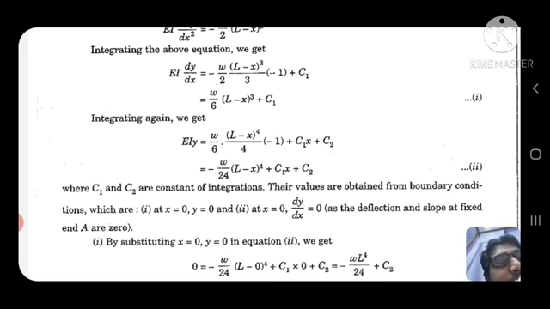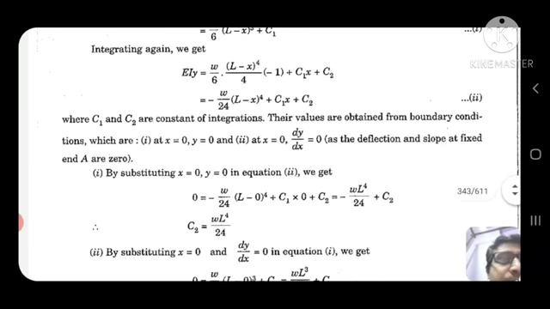integration. Their values are obtained from boundary conditions, which are at x equal to 0, y equal to 0. By substituting x equal to 0, y equal to 0, we get 0 equal to W by 24 (L minus 0) whole to the power 4 plus C1 into 0 plus C2. So WL to the power 4 by 24 plus C2. C2 equal to WL to the power 4 by 24.